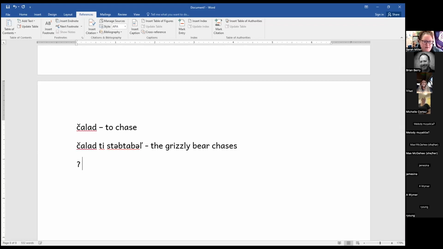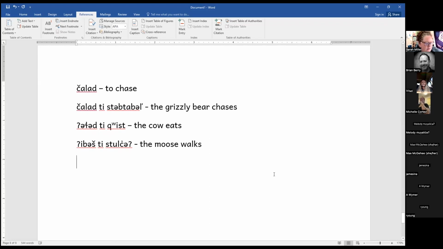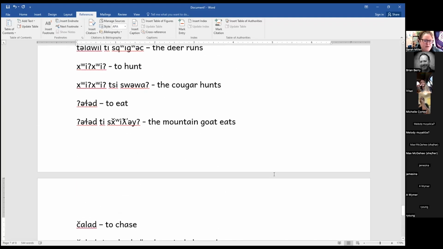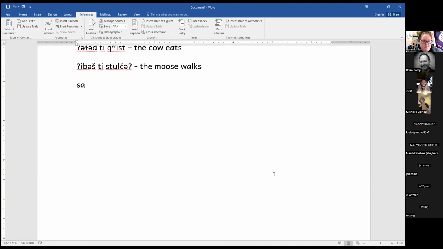Let's do another ushlud. Ushlud T huist. Cow eats. All I've ever seen a cow do. Ushlud T huist. The cow eats. Abush T stolta. Oops, wrong C. Abush T stolta. Moose walks. I've never seen a moose in person. That's like on my bucket list. They're just so huge. Let's see, what other words did we use? Okay. Softweb.